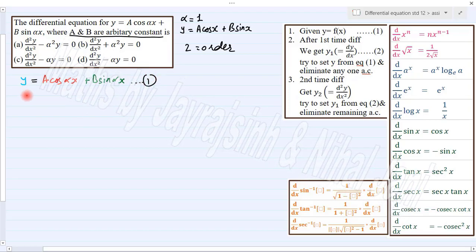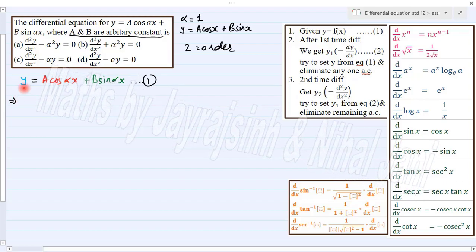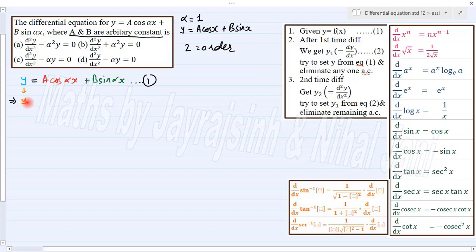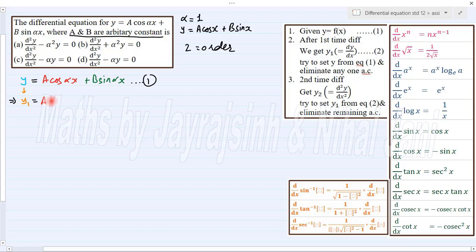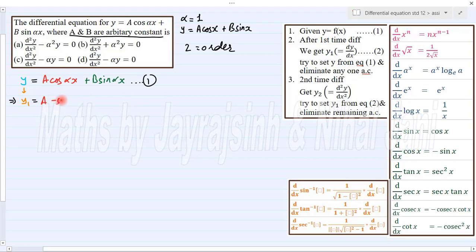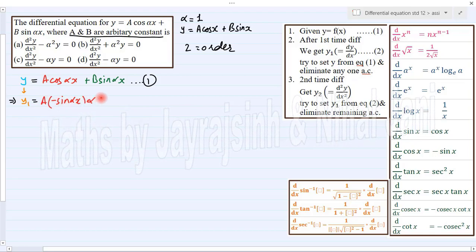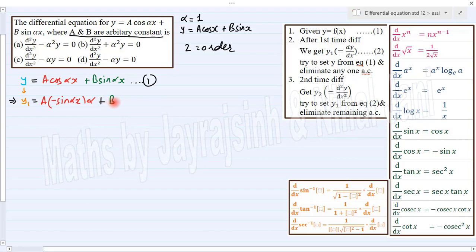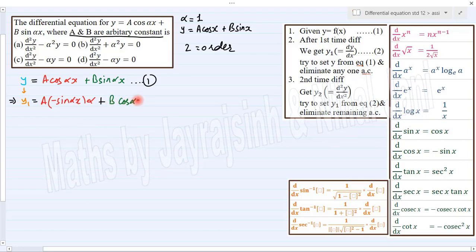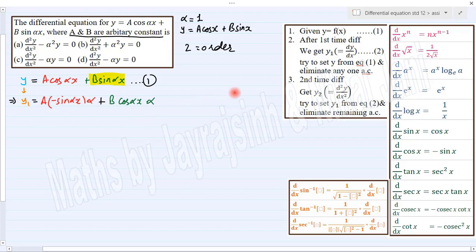Okay, now let's say this is your equation number 1 and we differentiate our equation with respect to x. So your y will become y1 and this a will be as it is, differentiation of cos alpha x will be minus sin alpha x into the coefficient of x which is alpha, plus b will be as it is, differentiation of sin alpha x will be cos alpha x into the coefficient of x which is again alpha. So here we get y1.